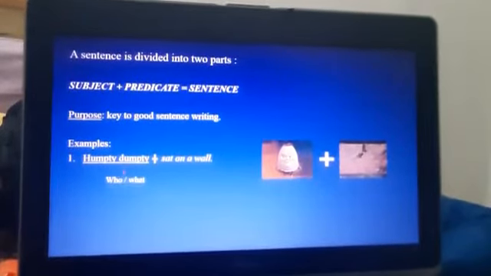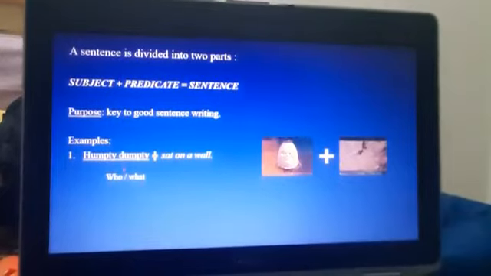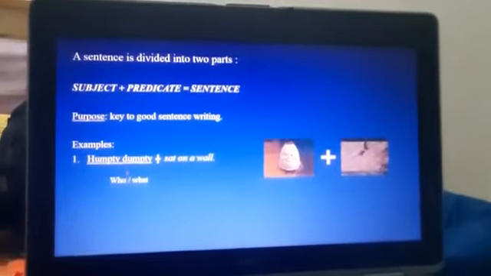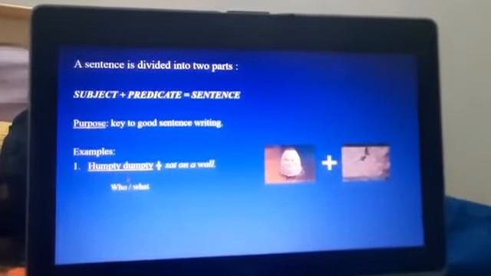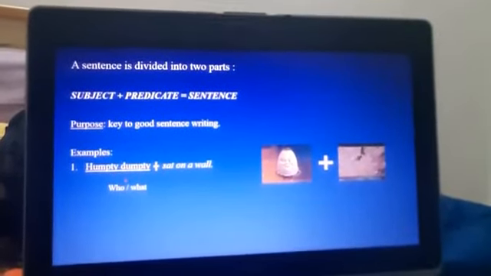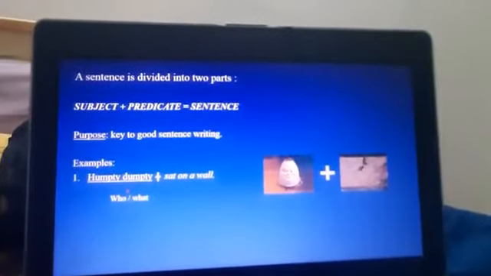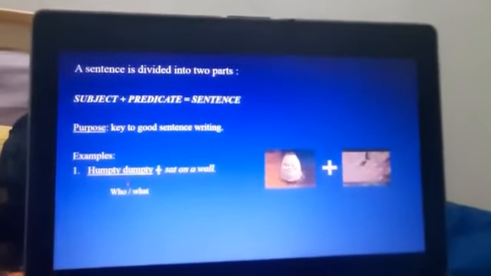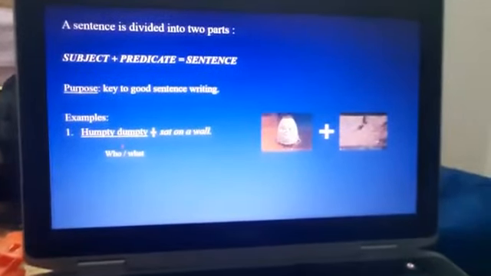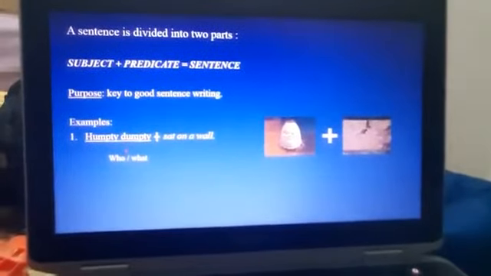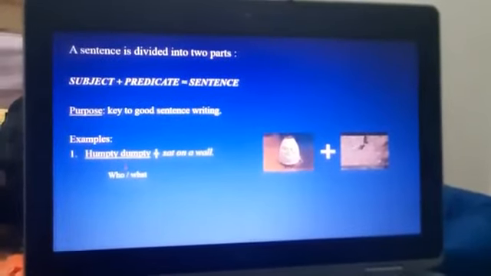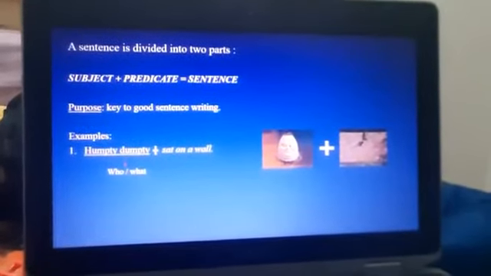So now, what is our subject? See children, in a sentence, when we talk about a person or a thing, that word or group of words becomes the subject. So now, who sat on the wall? Humpty Dumpty. Now whenever you have to find out the subject of a sentence, you will always ask the question who or what. When you get the answer to these two questions, you will get your subject.